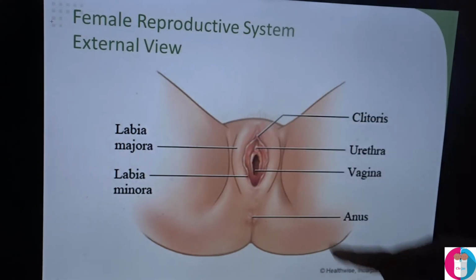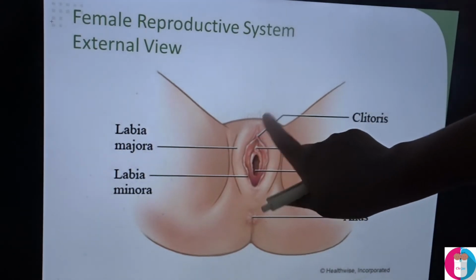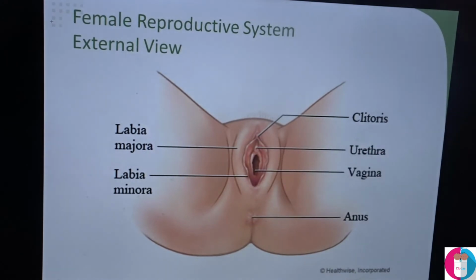They are joined in here. I don't know if you can see it. And we also have what we call the clitoris, which is just here, directly up over there. The clitoris is actually where you get the pleasure from when you have sexual intercourse. It is full of a lot of nerves.